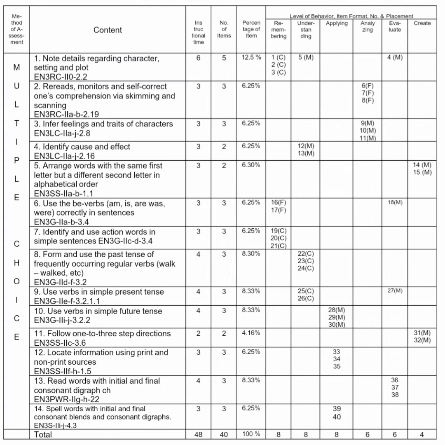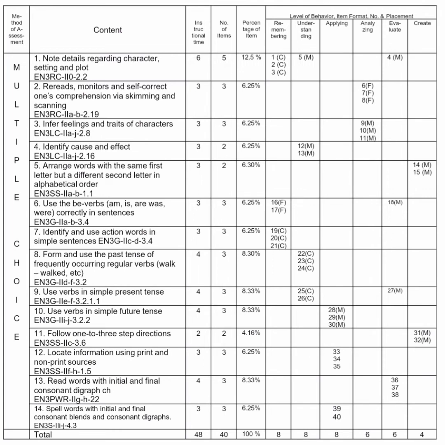First, you need to identify your method of assessment. In this example, we choose multiple choice. The next thing you'll do is determining your content. These are the things that you have taught in class. Next is listing the time you allotted for each content. For example, in content number 1, you allotted 6 hours in teaching details regarding character, setting, and plot. In content number 2, you allotted 3 hours. In content number 3, you allotted another 3 hours, and so on and so forth.